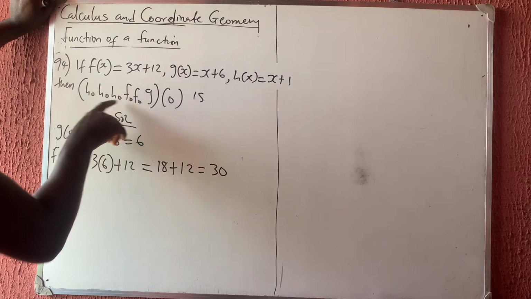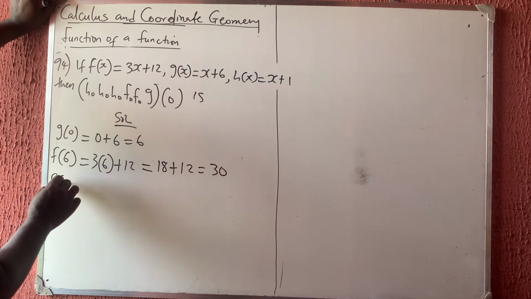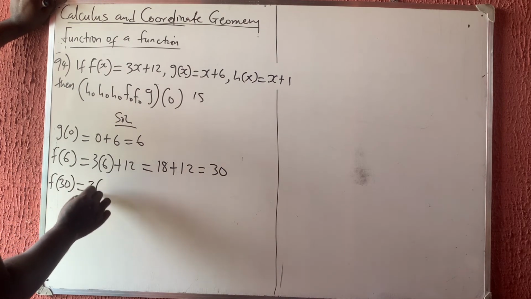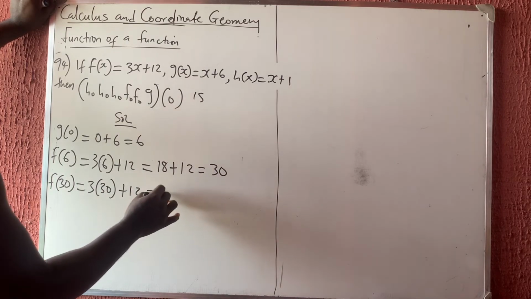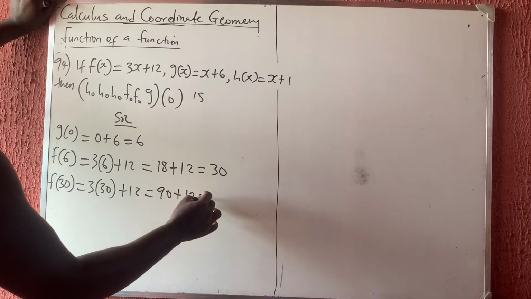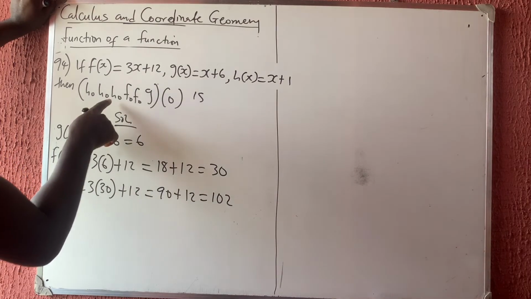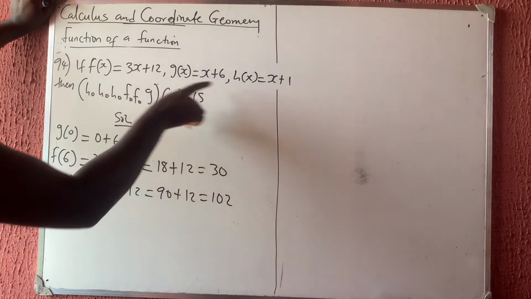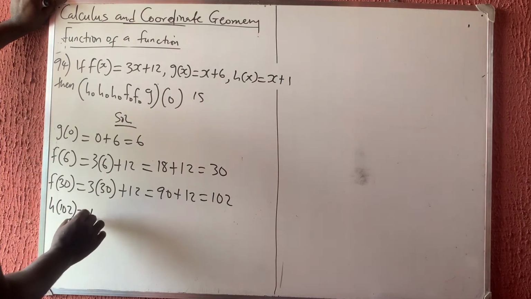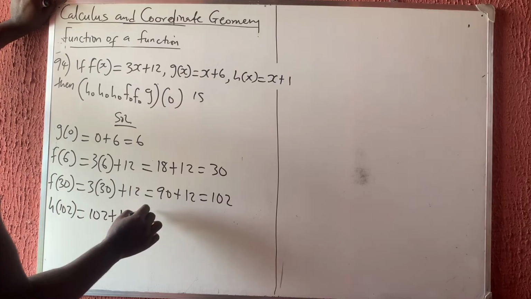So the next one is f again. So f of 30, which is 3 into 30, then plus that 12. This is 90 plus 12, which is 102. The next one is h. So h of 102. Go to the side of h, which is 102 plus 1.